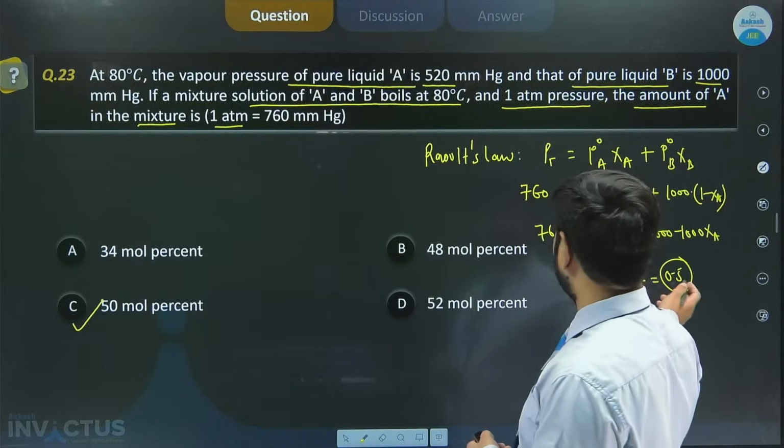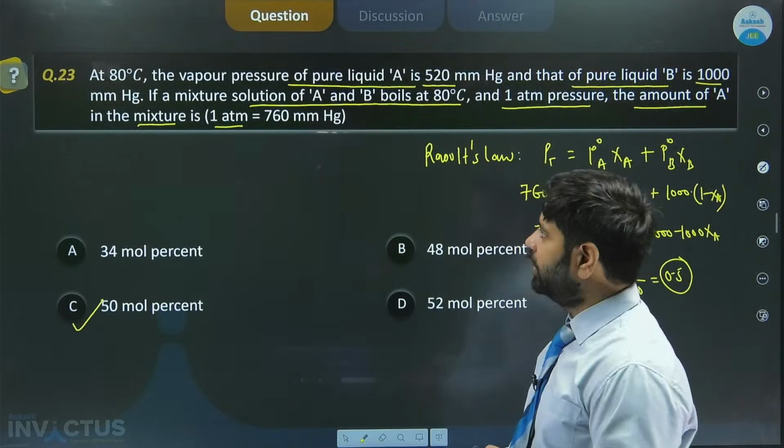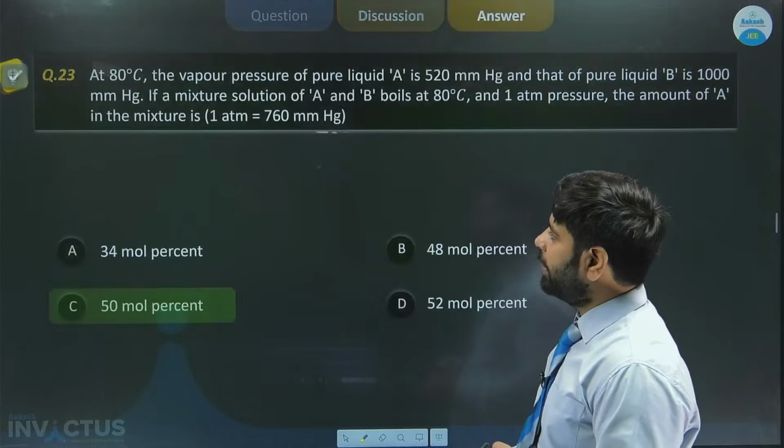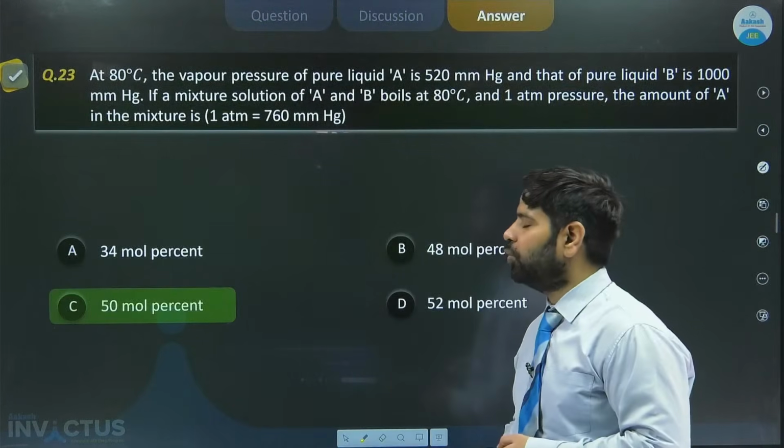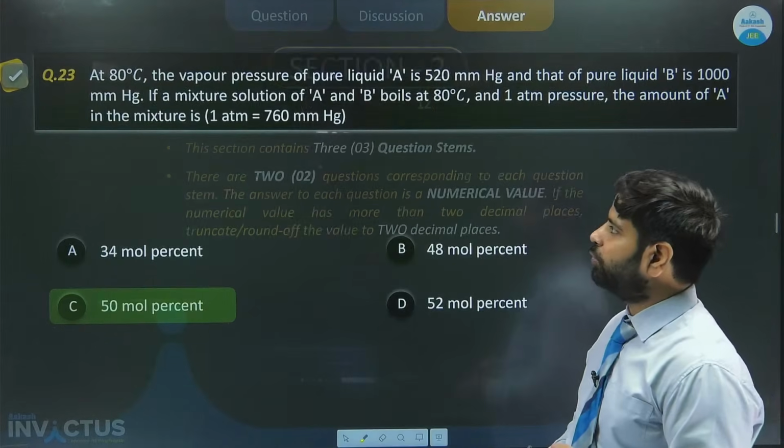So multiply it by 100, you will get your answer. Let's check the answer to this question, and it is given 50 mole percent. Let's move on to the next question.